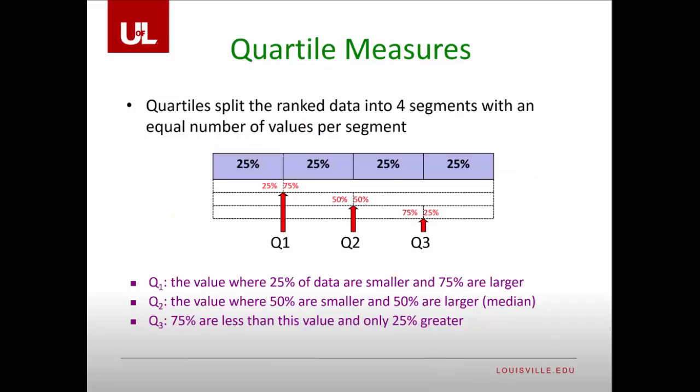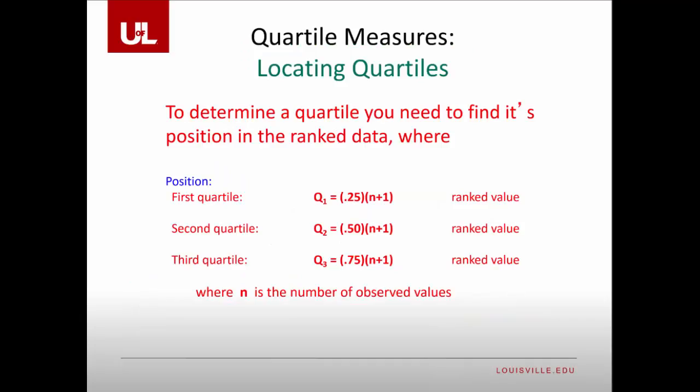Another visual tool we can use to indicate the distribution type is a quantile measure. Think of separating the data up into 4 blocks. The first quartile tells us where 25% of the data are smaller and 75% are larger. The second quartile is just the median, so it's 50-50. And the third quartile tells us 75% are less than this value and only 25% are greater than this value.